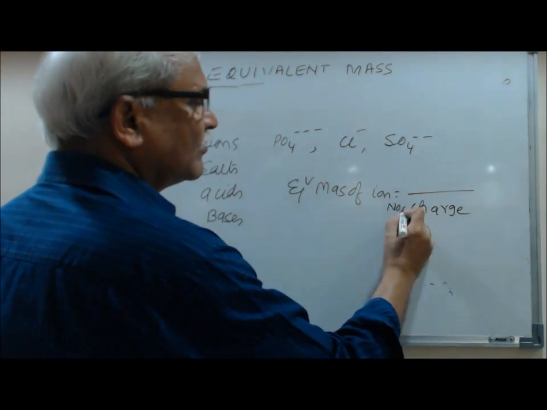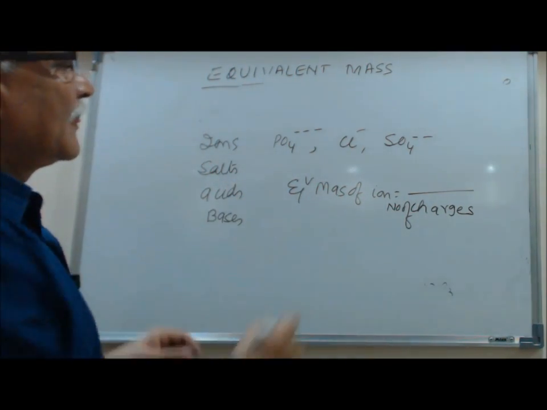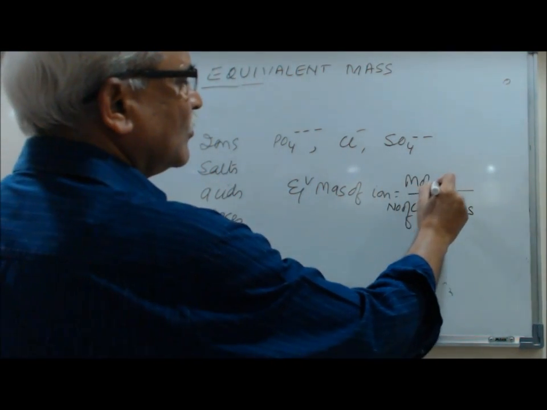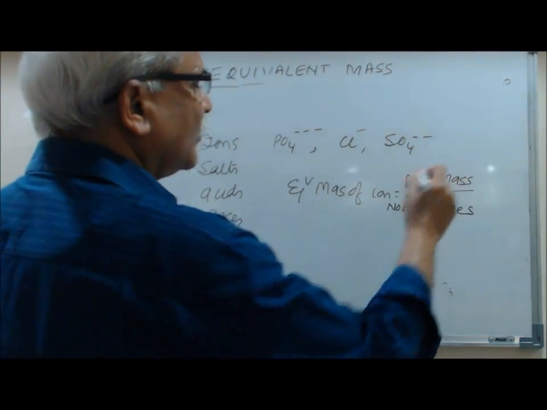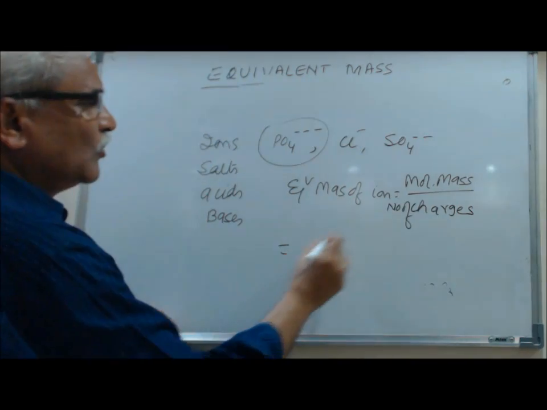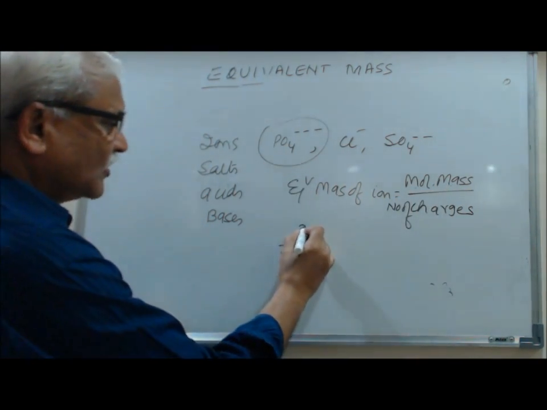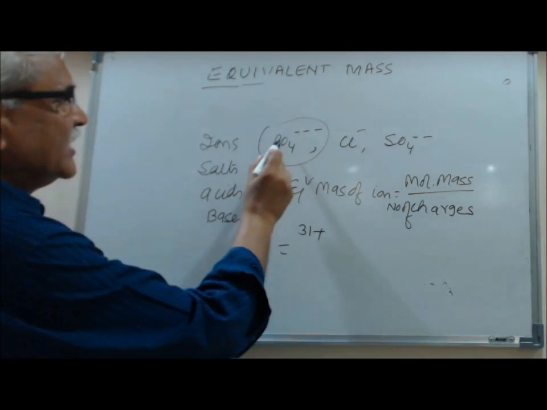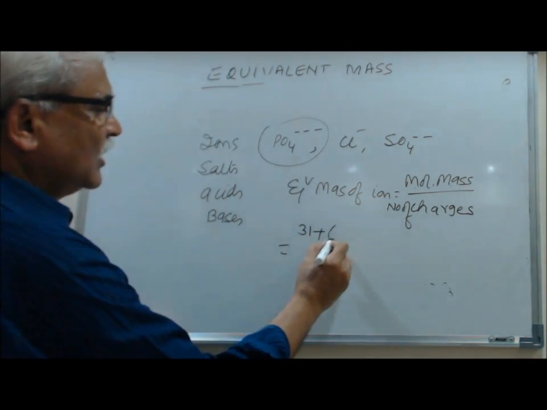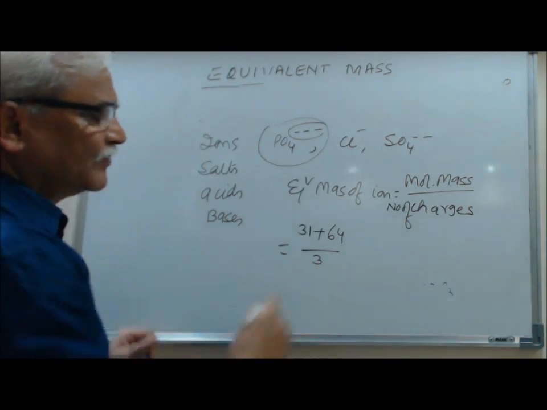For example, phosphate. What will be equivalent mass of phosphate? What do I need to find out? Molecular mass of phosphate. What will be molecular mass? Phosphorus is 31, O is 16 into 4, 64, total 95, divided by 3 charges, 3. Simple.